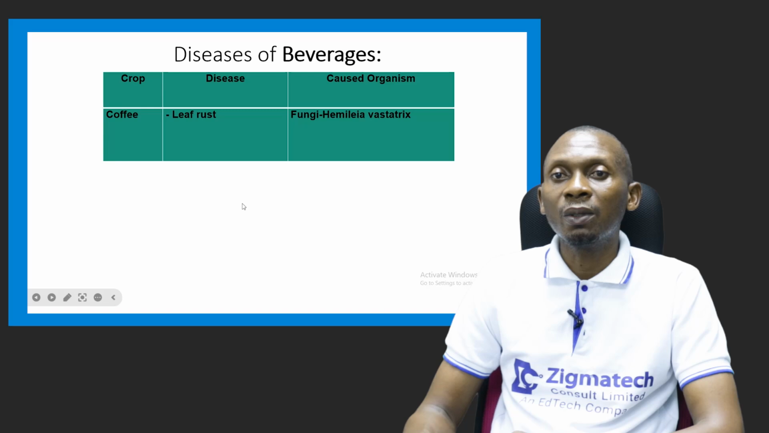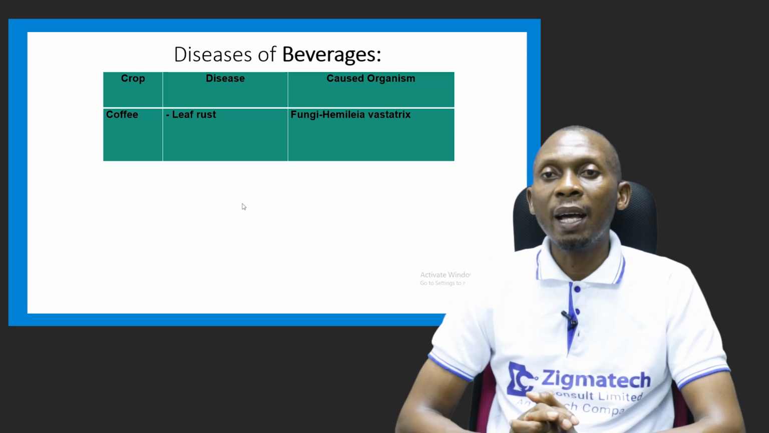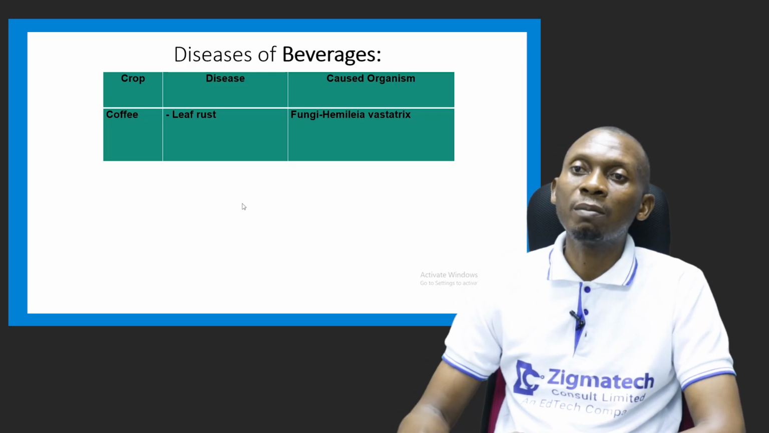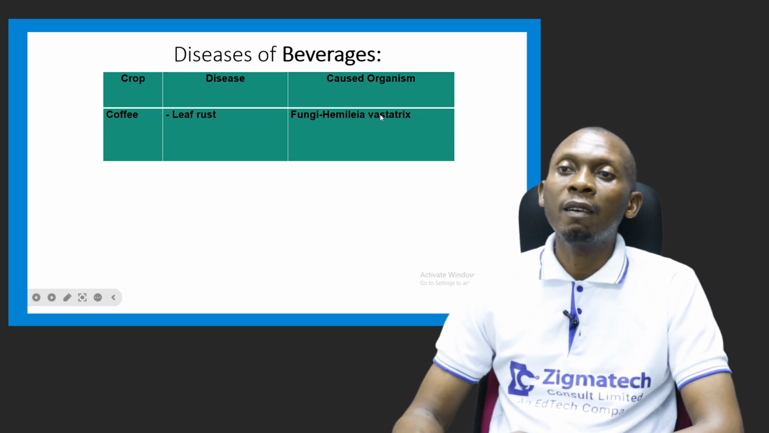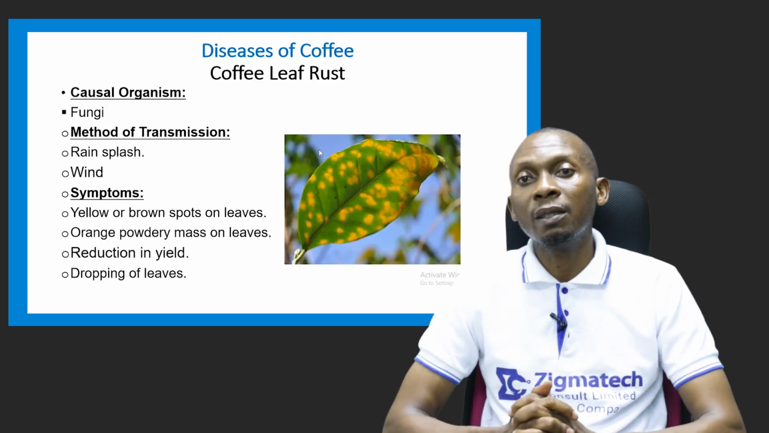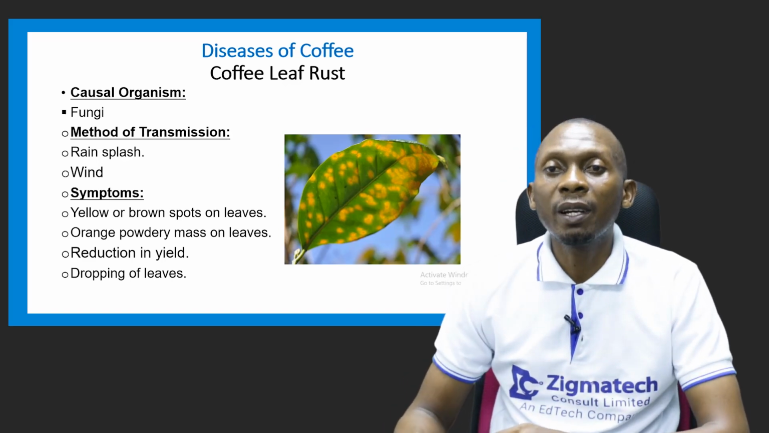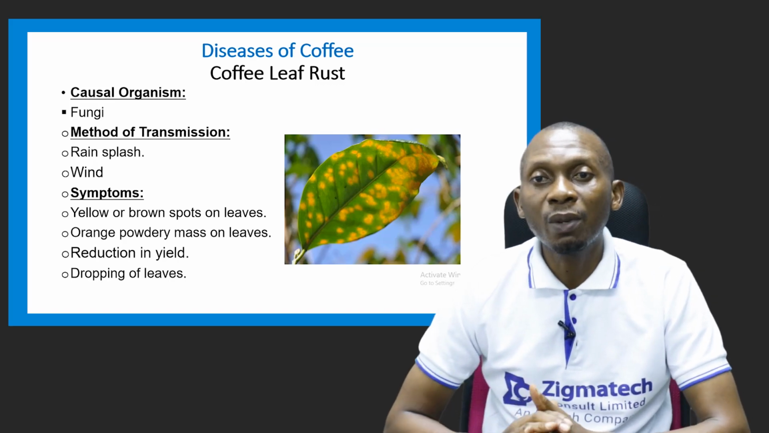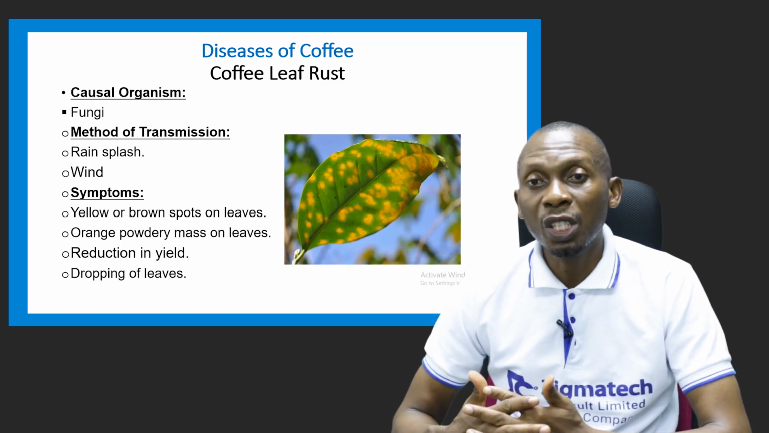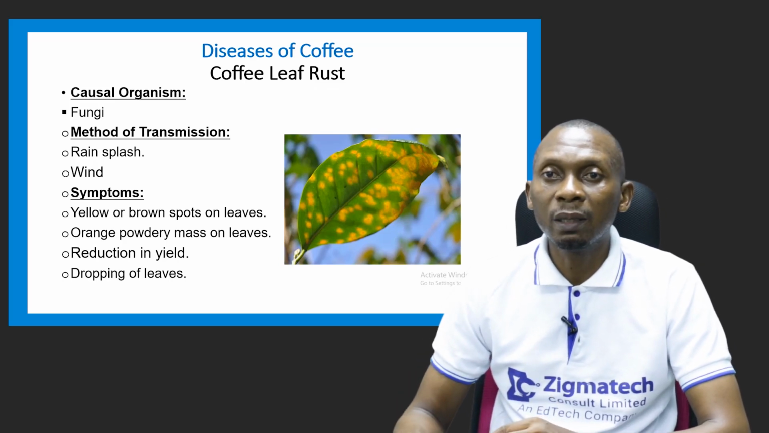Okay, so let's look at coffee. Here, we have leaf rust as the disease that affects coffee, and it is caused by the fungus Hemileia vastatrix. Here we are going to look at it in detail. It's transmitted through rain splash as well as wind. The symptoms here are yellow or brown spots seen on the leaves. We have an orange powdery mass on the leaves, and there's also reduction in yield and dropping of leaves. Remember, appropriate fungicide will help to control this disease.